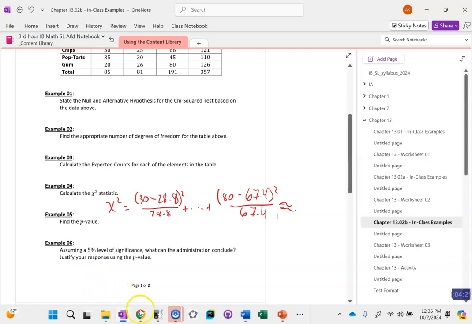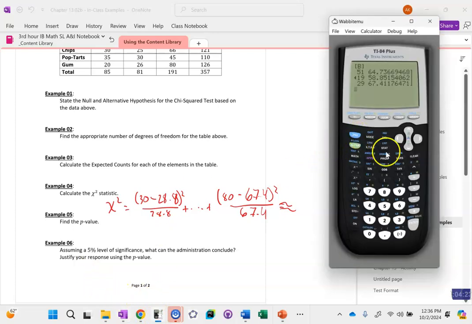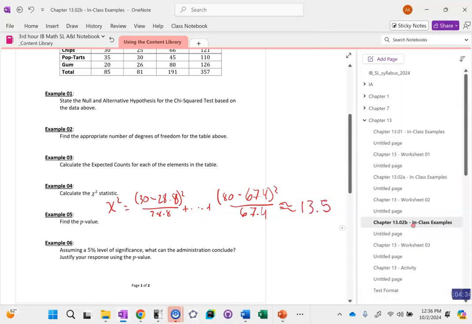And then I forget what that actually came out to be. 13.5. So that's the kind of work that I expect to see for a problem like that. You don't need to write out all 9 of those things because boy, that's annoying. You show me enough that demonstrates you know how to do it, and then use the calculator to get the answer.